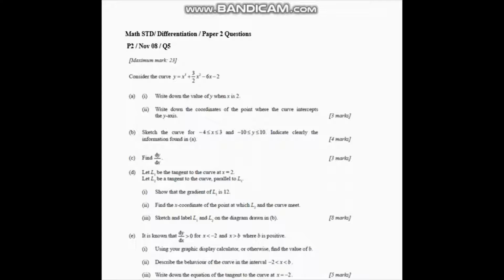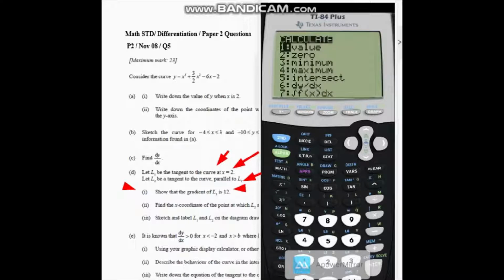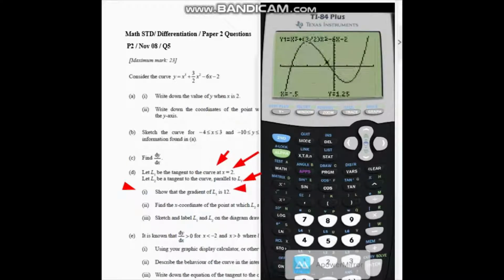In question D, I am told let L1 be the tangent to the curve at x equals 2, and let L2 be a tangent to the curve parallel to L1. Show that the gradient of L1 is 12. So show that the gradient at x equals 2 is 12, and there is a calculator function to do that. So I press second, trace, find dy by dx, and I enter the given x value, which is 2, and the calculator calculates the slope for me, and the slope is 12.